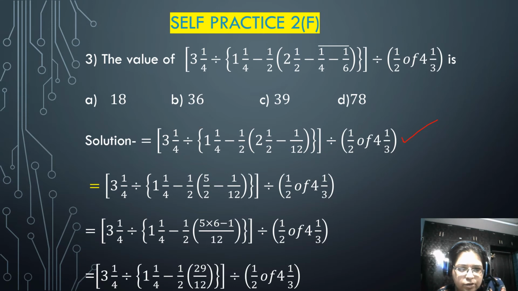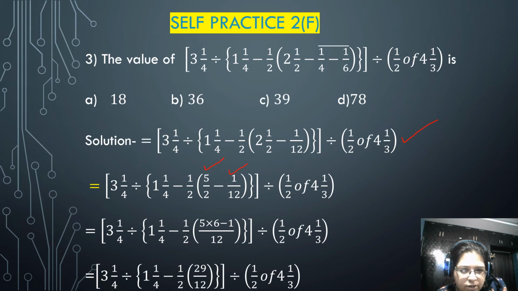Now evaluate this parenthesis. Inside this parenthesis, 2 1/2 is a mixed fraction. We have to convert this mixed fraction into an improper fraction: multiply the denominator with the whole number and add the numerator. 2 multiplied by 2 is 4, plus 1 is 5, so 5/2 is the improper fraction of the mixed fraction 2 1/2, minus 1/12.